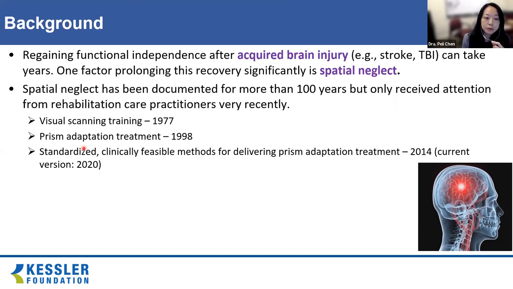recently. For example, a very common treatment called visual scanning training was only published in 1977 in New York. And the prism adaptation treatment was published in 1998 from France. You can say, oh, these are 20, 30, 40 years ago, and people should use it. But actually not, because there's a lack of standardized, clinically feasible methods to translate published research from a peer-reviewed article to the actual method.